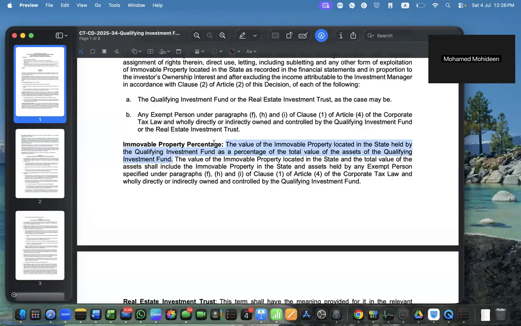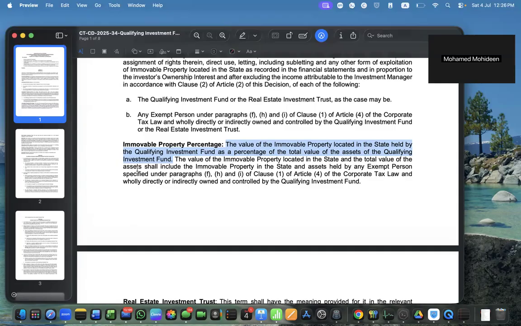Now, there could be a situation where only 10% of the overall assets comprises immovable property. That's the immovable property percentage. 10% is the immovable property percentage. Why? Because this 10% is going to be utilized soon. You'll see that.